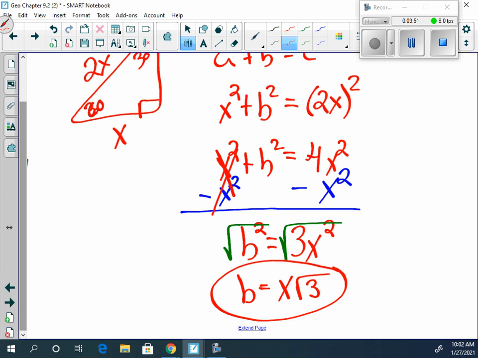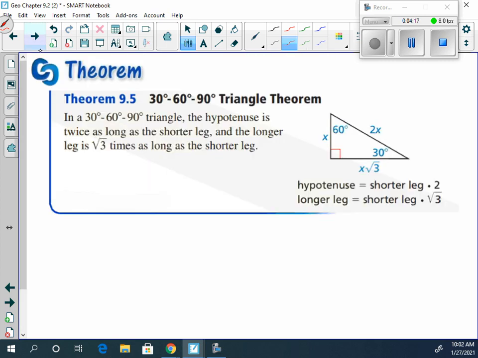So for 30, 60, 90, we get this pattern, kind of like what we had before. For the 45, 45, 90, the two sides that are opposite the 45 degrees are the same, and the hypotenuse is whatever that length is times the square root of 2. Now here, for the 30, 60, 90, it's really all revolving around the short side, the side opposite 30 degrees. Because if I know the side opposite 30 degrees, the hypotenuse, the side opposite 90 degrees, is twice that length. And the side opposite 60 degrees is whatever that length is times the square root of 3.